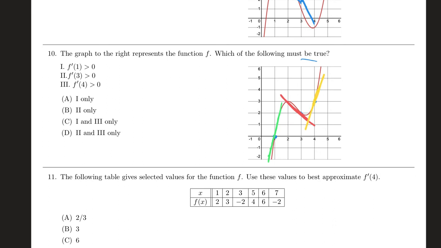Again, they're not exact, but all that matters is that at 1 and 4, those lines are going up to the right, which means their slope is positive, which means the derivative is positive. So at 1 and at 4 should be positive slopes. At 3, the tangent line is definitely going downward, and that means the slope is going to be negative, so the derivative is not going to be bigger than 0. So my answer should be 1 and 4, because those are the places where the tangent line is going upward.